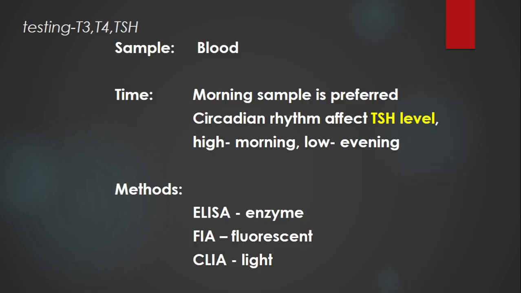Now let's see the testing of thyroid hormone. The sample is blood, and a morning sample is preferred for thyroid test. Why is it so? Because circadian rhythm, meaning the day and night cycle, affects the TSH level, which is high in the morning and slightly low in the evening. Methods for thyroid hormone testing are ELISA, which is enzyme based, FIA, which is fluorescent based, and CLIA, which is chemical reaction light based. CLIA is the most preferred one nowadays in hospitals and clinical laboratories.